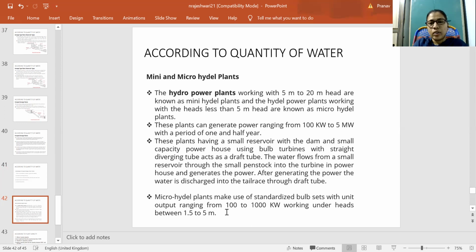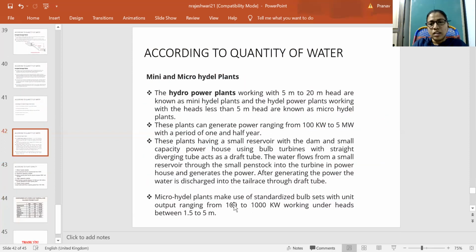These plants have a small reservoir with a dam and a small capacity powerhouse using bulb turbines with a straight diverging tube acting as the draft tube. The water flows from the small reservoir through a small penstock into the turbine in the powerhouse and generates power. After generation, the water is discharged into the tailrace through the draft tube. Microhydel plants make use of standardized bulb sets with unit output ranging from 100 to 1000 kilowatts, working under heads between 1.5 to 5 meters.